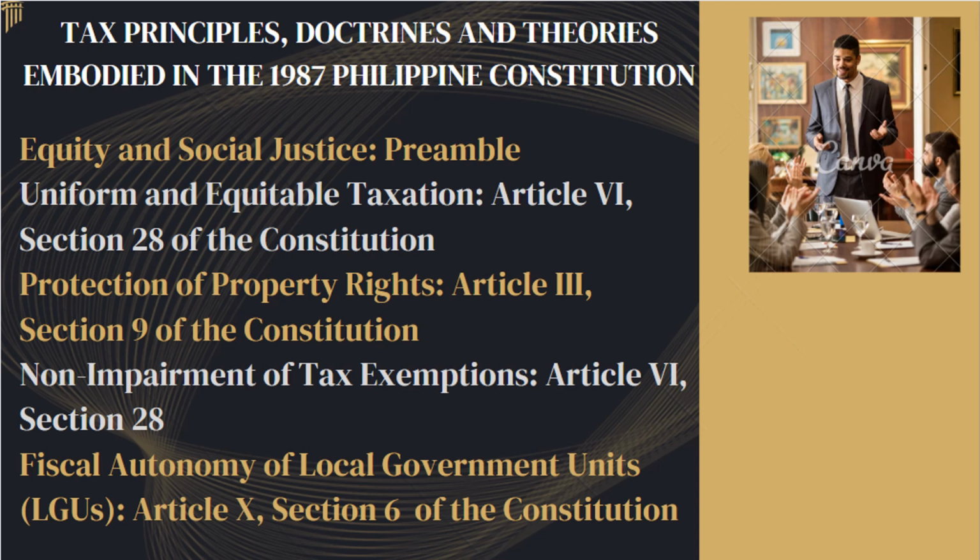Fiscal autonomy of local government units. Article 10, Section 6 of the Constitution grants fiscal autonomy to LGUs, or local government units, empowering them to create their own sources of revenue, including imposing and collecting taxes, fees, and charges. This principle reflects the benefit theory of taxation, where local taxes are imposed to finance the services and projects that directly benefit the residents of the respective LGUs.